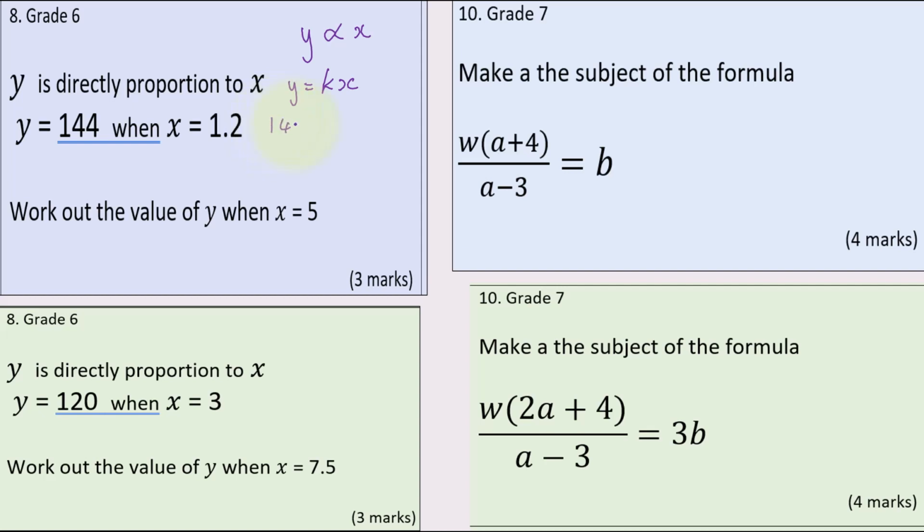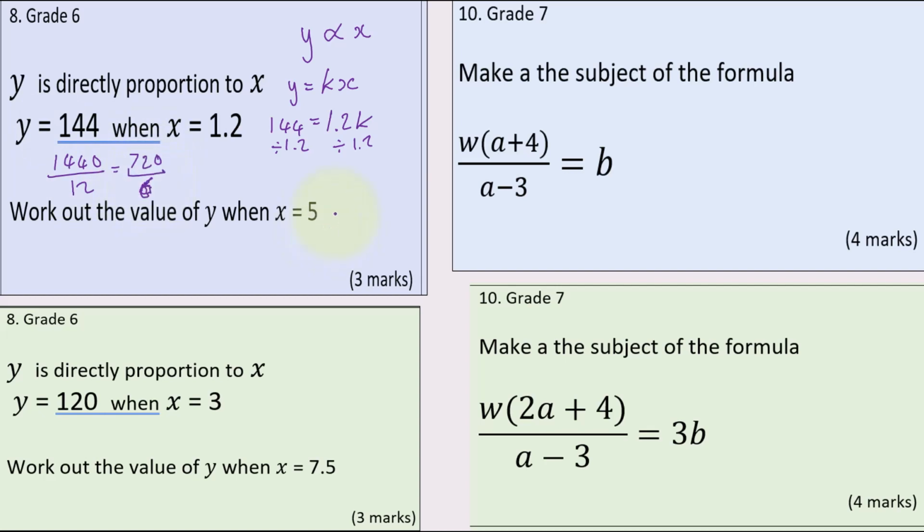So 144 equals 1.2k. Now we divide out by 1.2, divide out by 1.2, and remember in our first video about dividing decimals, if this is a non-calc, we turn that into 1440 over 12. If you don't like this, let's halve it to make it 720 over 6.